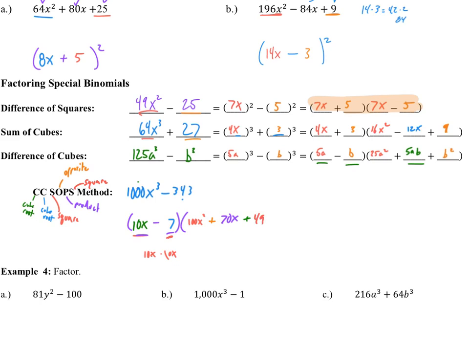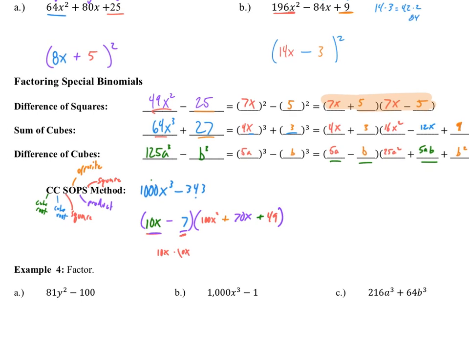So this is just a mnemonic device to help you remember the steps to do in order to get the factoring of this. So 10x cubed minus 343. If I factor that, I would get 10x minus 7 times 100x squared plus 70x plus 49. And again, this is prime. There's no way to factor this. You don't need to try. Okay, so CC-SOPs: cube root, square, opposite, product, square.